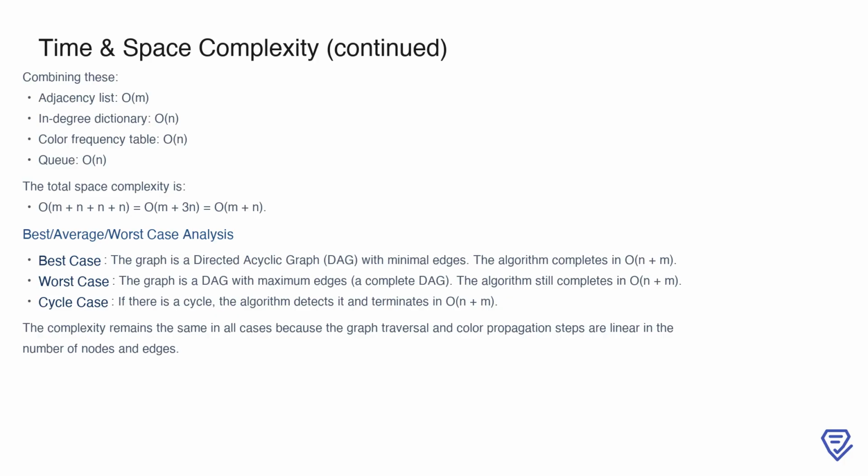In the best case, the graph is a directed acyclic graph, DAG, with minimal edges, and the algorithm completes efficiently. In the worst case, the graph is still a DAG but contains the maximum possible number of edges, a complete DAG. Even in this scenario, the algorithm's complexity remains O(n plus m). If a cycle exists, the algorithm detects it and terminates in O(n plus m), maintaining the same overall complexity.